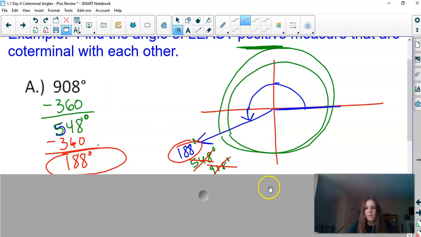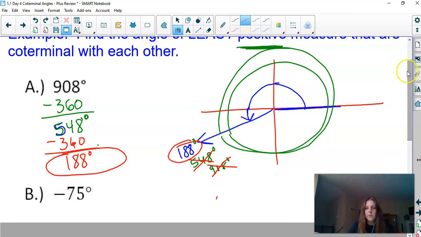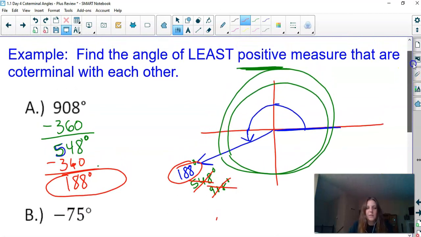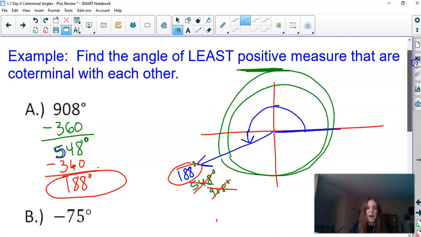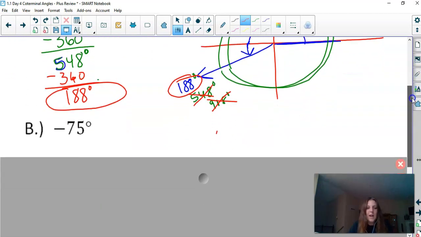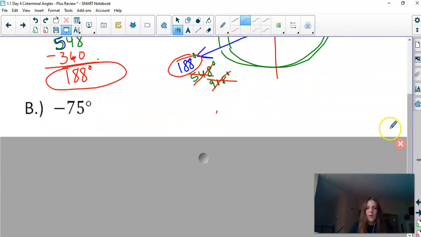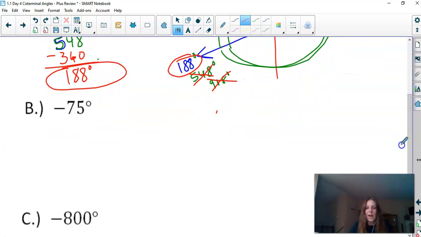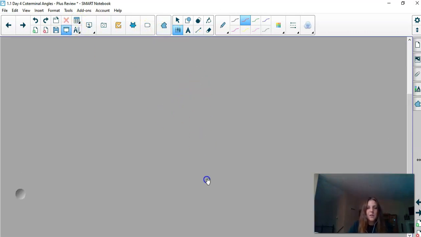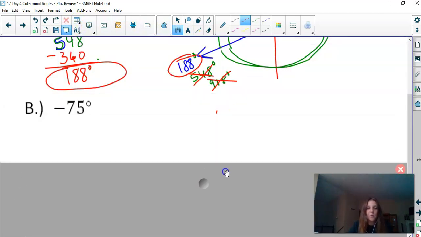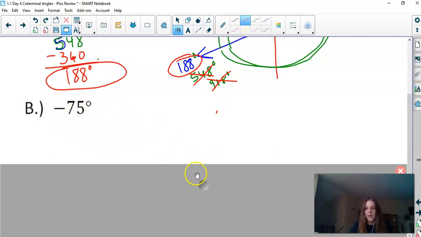Let's try another one. Okay, so we have negative 75 degrees. And again, the directions say find the angle of least positive measure. So if you have a negative angle to start out with, then hopefully your brain is saying, well, wait, if I subtract 360, then it's just going to get more negative. So what you're going to have to do instead is add 360.